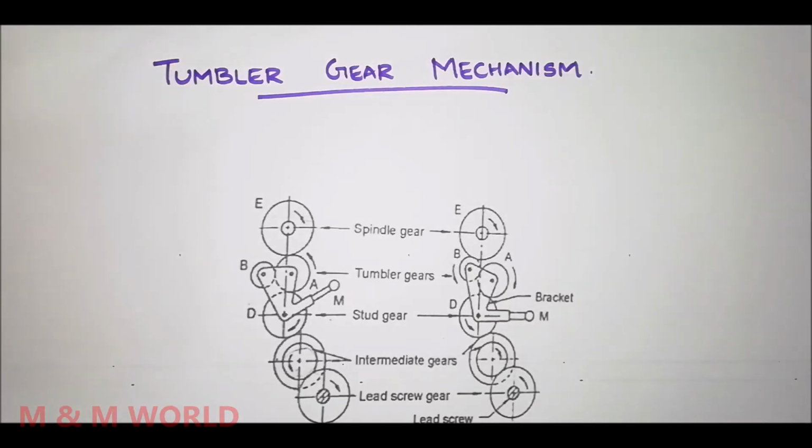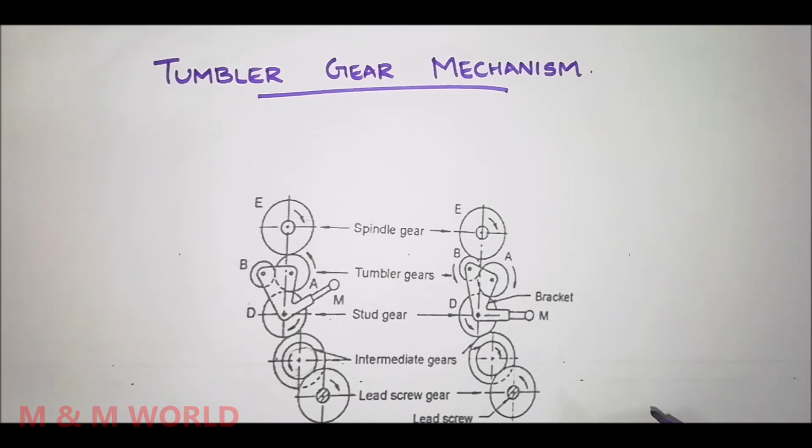Hello everyone. In this video we will study about tumbler gear mechanism. So tumbler gears are used to give the desired direction of movement to the lathe carriage through lead screw or the feed shaft. So tumbler gear mechanism is used to change the direction of rotation of lead screw and the feed shaft.